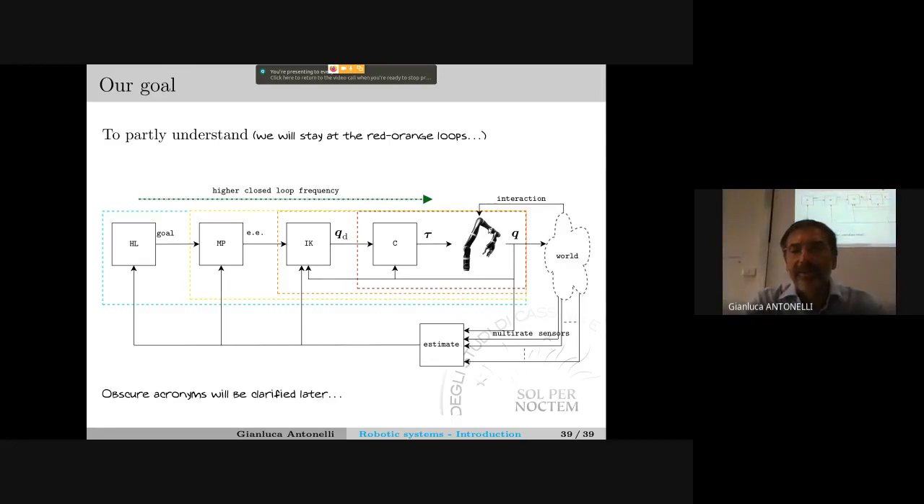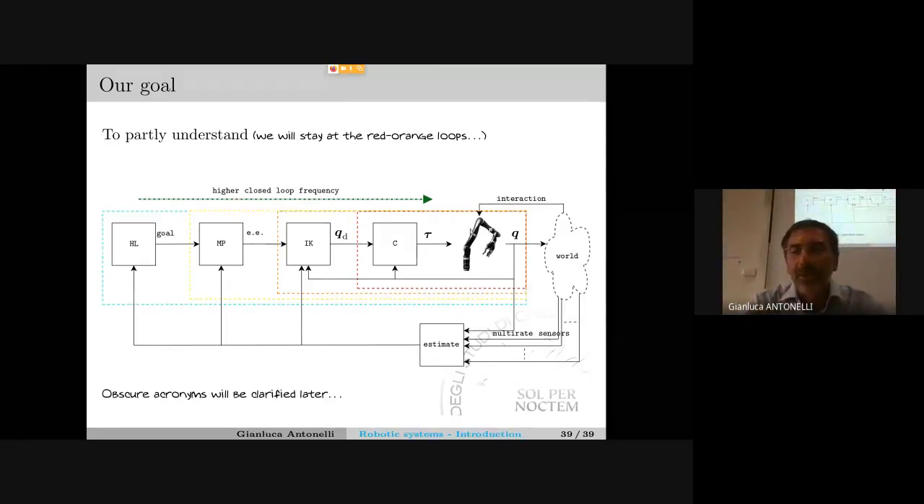Okay, so let's start for the third time. Here we have the robot. This is the core of the block diagram. Then this is a little bit more complex of a common control loop with several loops. So this block here is in charge of making an estimate.